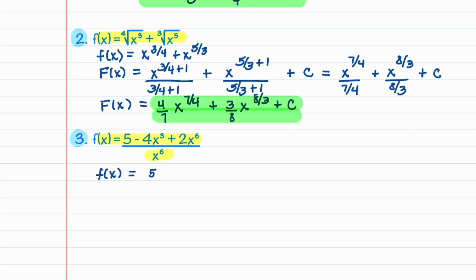as 5 over x to the 6th minus 4x cubed over x to the 6th plus 2x to the 6th over x to the 6th. You can only do this when you have one term in the denominator. We now need to rewrite this so that each term is x raised to a power.